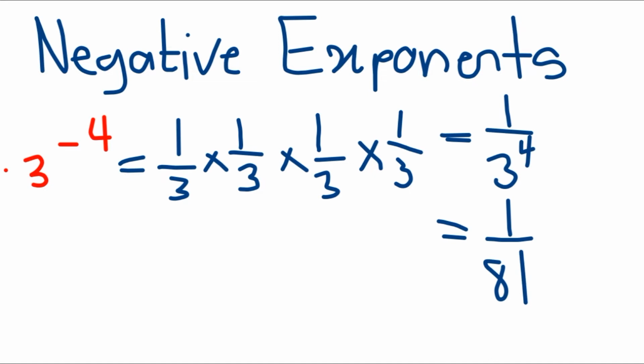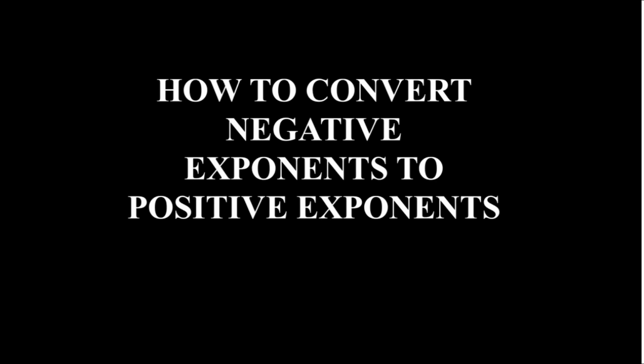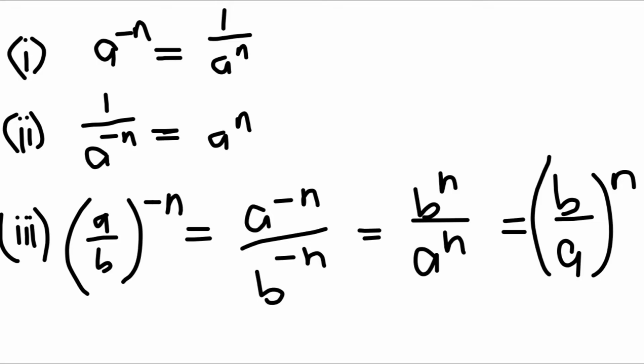Now that we've seen and understood the meaning of a to the power of negative n, I think it's about time we looked at how we can convert negative exponents to positive exponents. In order for us to be able to do that, there are little rules to help us with that here.